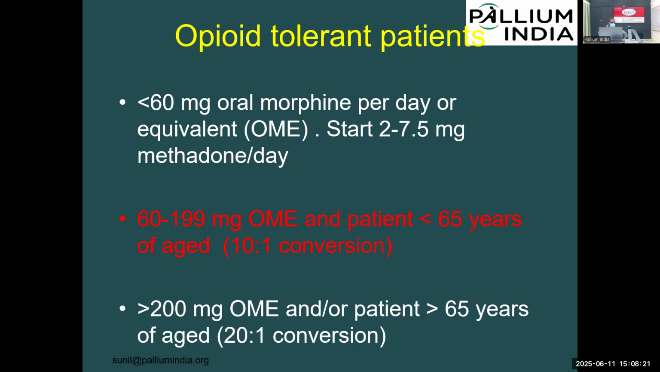If the patient is taking more than 200 milligram of oral morphine, or if the patient is more than 65 years, the conversion ratio is 20:1. Suppose the patient is taking 250 milligram of oral morphine. What would be the methadone dose? 250 divided by 20. Okay, that is 12.5 milligram, sir. Yeah, 12.5 milligram.